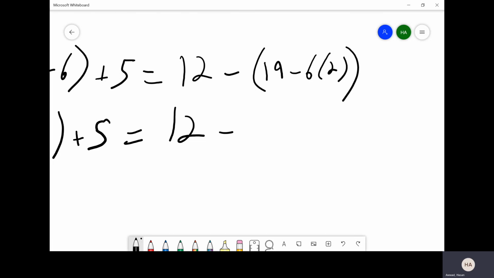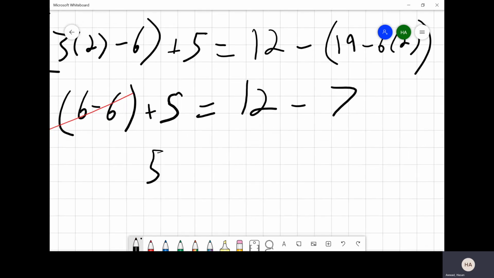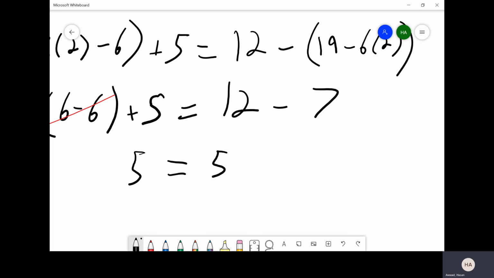6 times 2 is 12, right? But it's a negative 12. So 19 minus the 12 gives us a 7. So 12 minus 7 here. And what's 6 times 6 minus 6? 6 minus 6 gives us 0. So we know that 2 times 0, that's just going to cancel, right? Anything times 0 is just 0. So we're just left with a 5 here. And 12 minus 7 is 5.